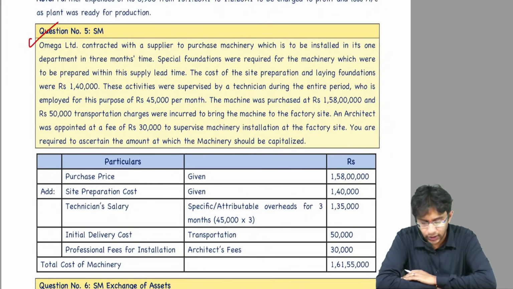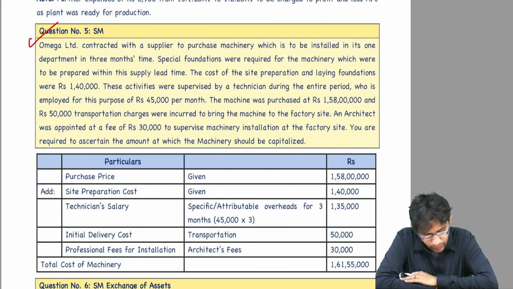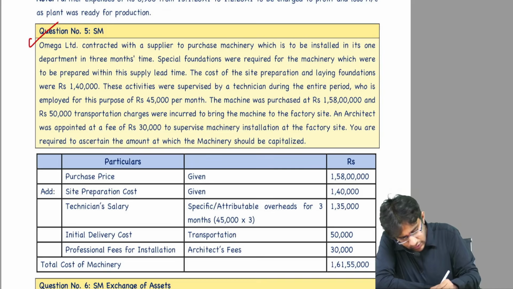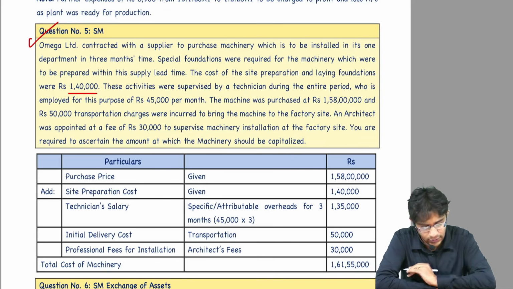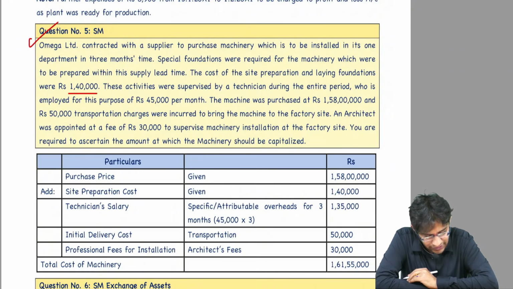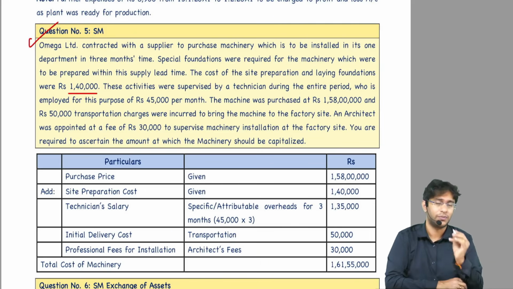Omega Limited contracted with a supplier to purchase a machinery which is to be installed in one of the departments in 3 months' time. Special foundations are required for the machinery which were to be prepared within the supply lead time. The cost of site preparation and laying foundations is 1,40,000. So the 1,40,000 site preparation cost definitely has to be capitalized. Just now we have seen that also. These activities are supervised by a technician during the entire period, who is employed for this purpose at the rate of 45,000 rupees per month.